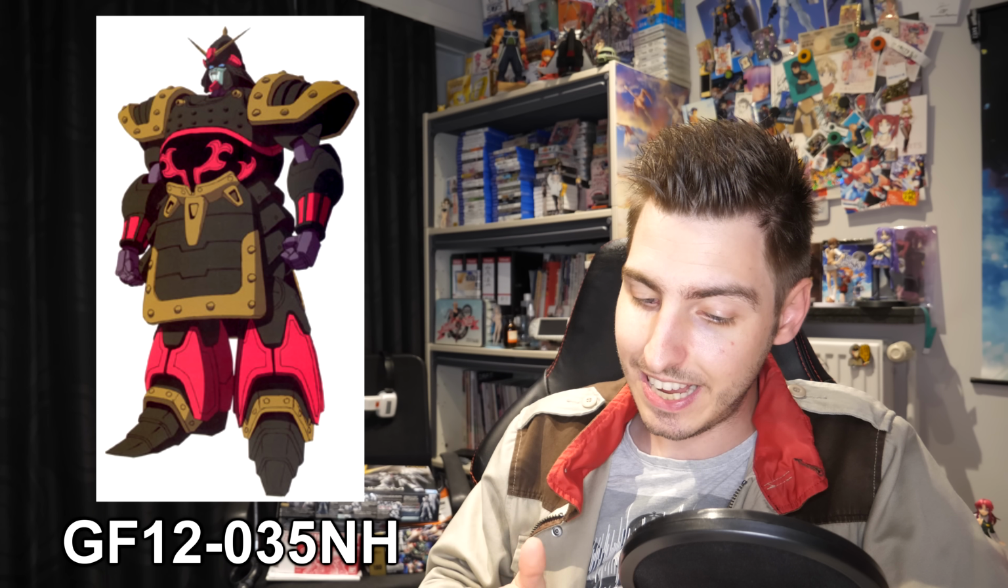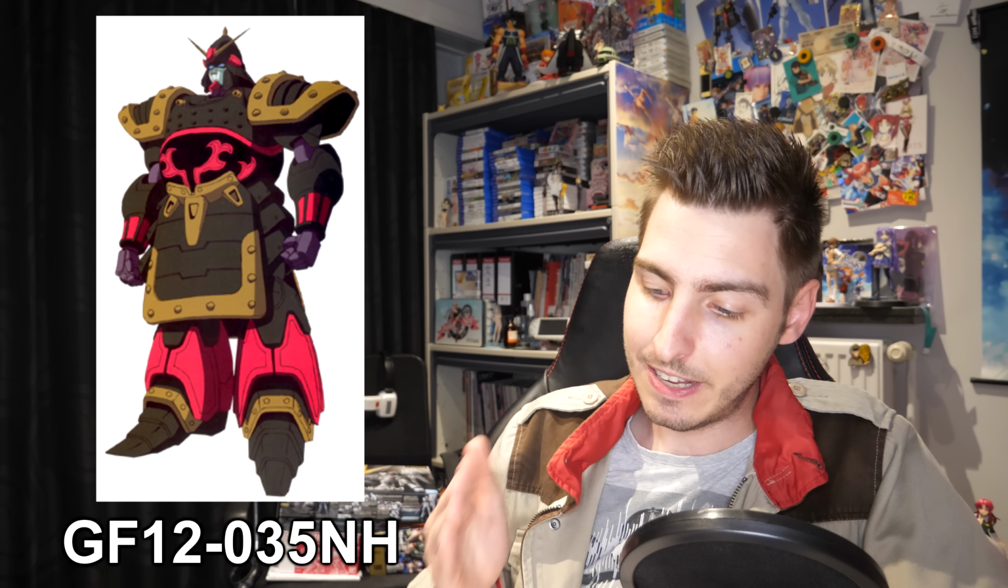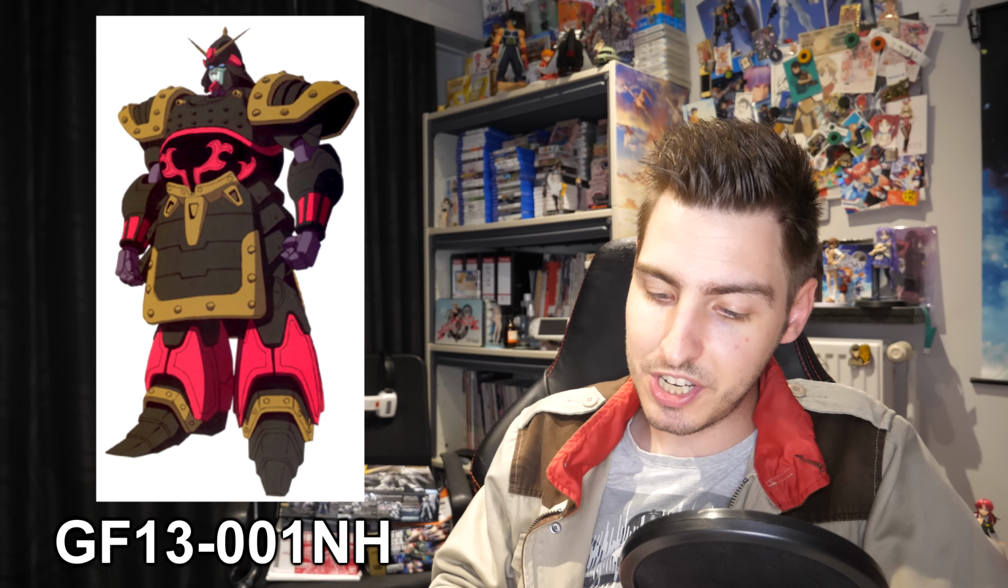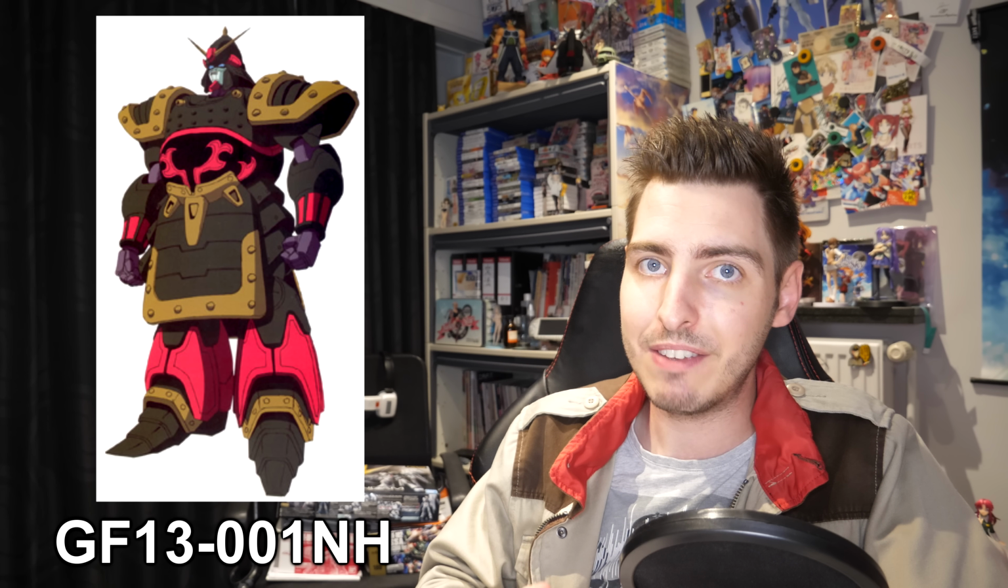So for example, during the 12th Gundam Fight, Master Asia entered with the GF12-035 NH Kowloon Gundam, also known as the Hou Gundam in English, and won the tournament for Neo Hong Kong, which then means that when he entered the 13th Gundam Fight with the same Gundam, it now got the model number GF13-001 NH Kowloon Gundam, even though it was still the same mobile suit.